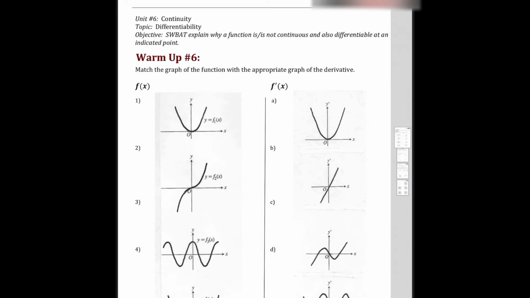Our topic today is differentiability. So here, the warm-up is given to you. I want you to pause the video and try the warm-up. The warm-up says match the graph of the function with the appropriate graph of the derivative.